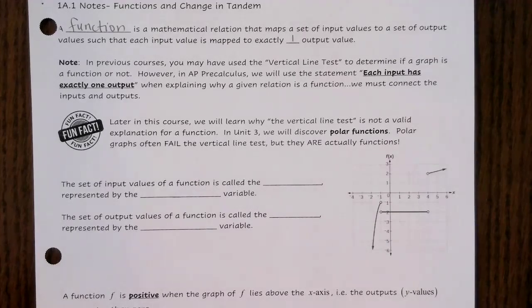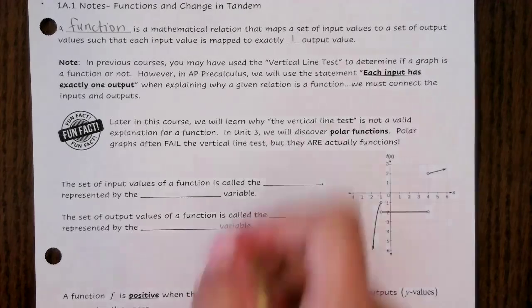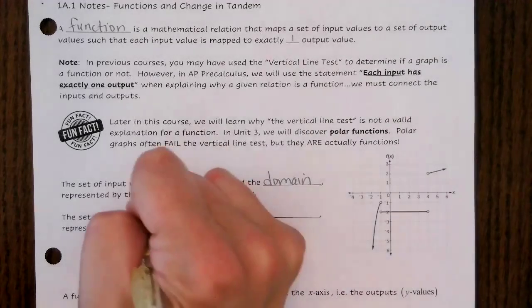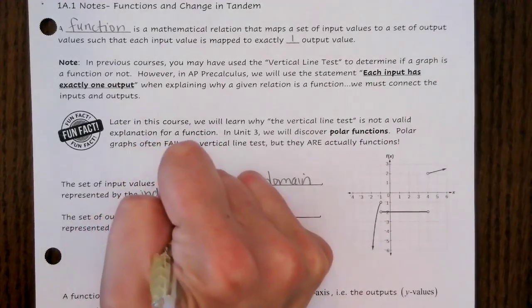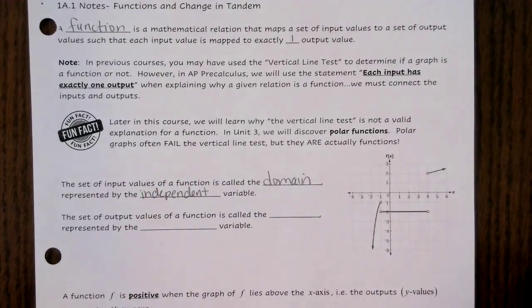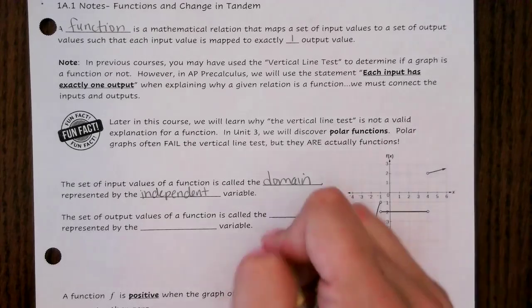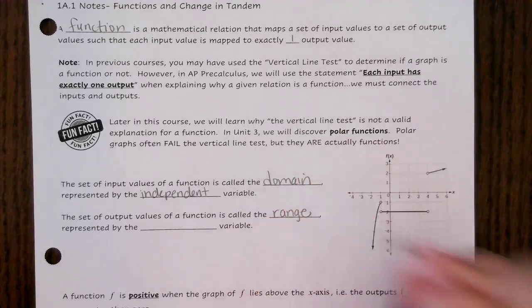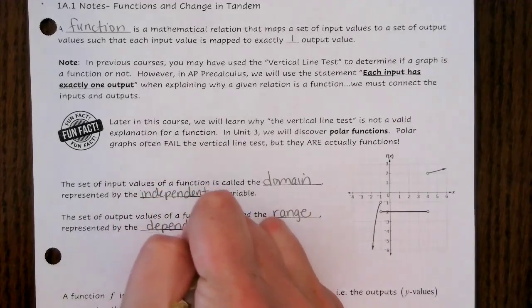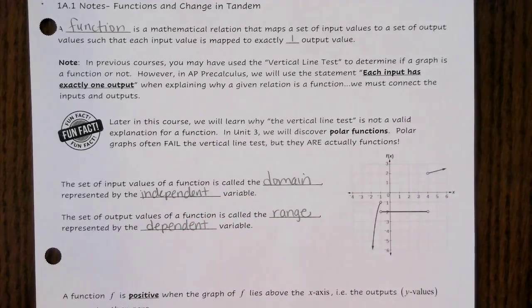The next part here tells us the set of input values of a function is called the domain, represented by the independent values. The set of output values of a function is called the range, represented by the dependent variable. Now, vocab is pretty important in AP Pre-Cal, so you want to make sure that you understand what these terms mean, and you're going to have to read them carefully in questions, because some of them can get tricky.